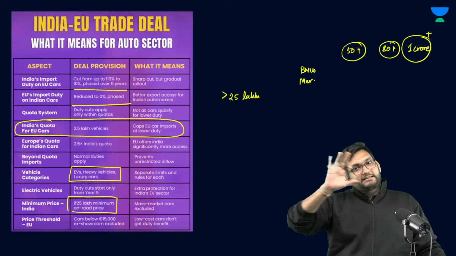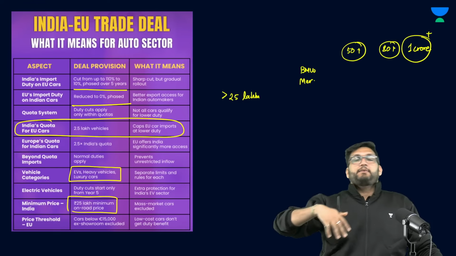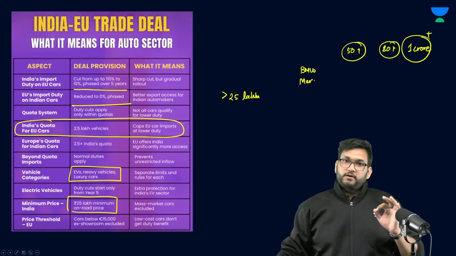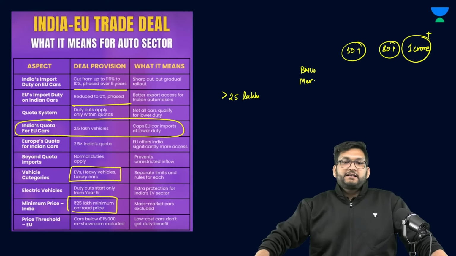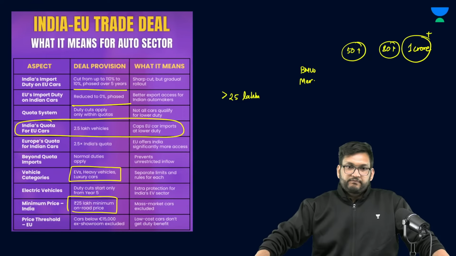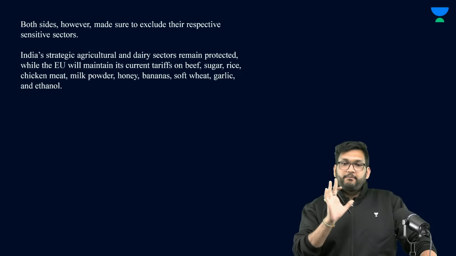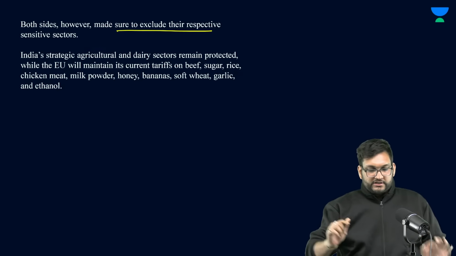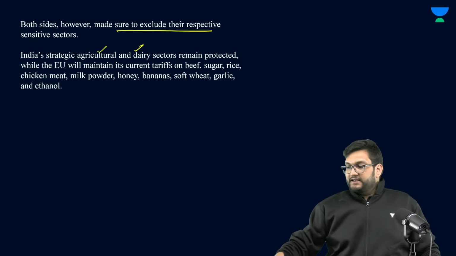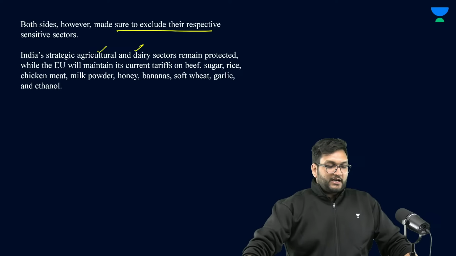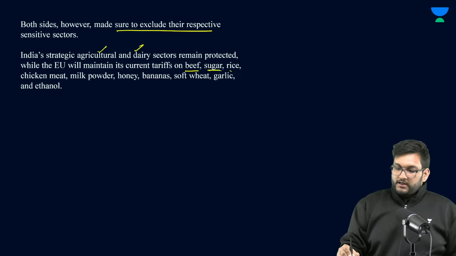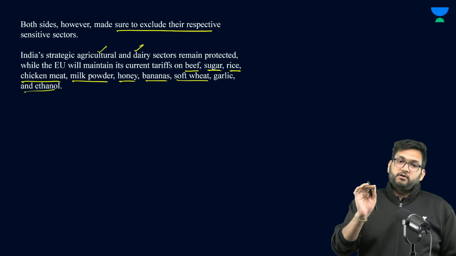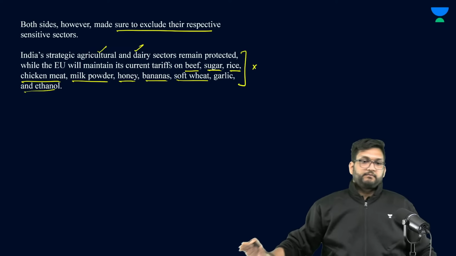So there are multiple riders. Everybody's talking about this on Instagram. Everybody's talking about it generally, but there are multiple riders here. So the first aspect, I hope it is clear, which is that there are certain sectoral concepts, and both of the partners have kept certain sectors outside the purview, which is India said no question on agriculture and dairy sector. EU said nothing on beef, sugar, rice, chicken meat, milk powder, honey, bananas, soft wheat, garlic, or ethanol. We will not have any question on this.